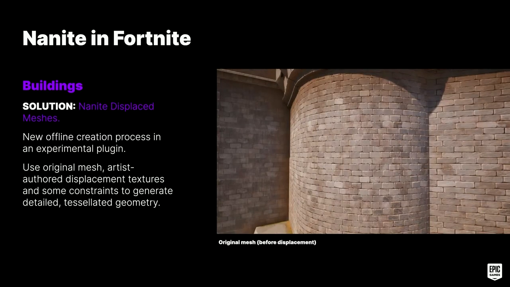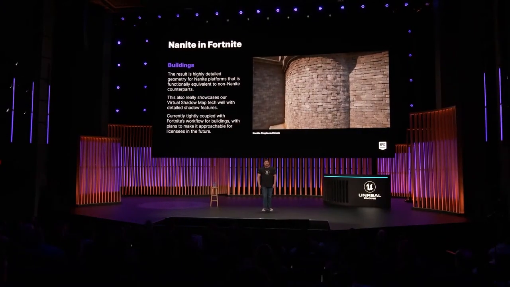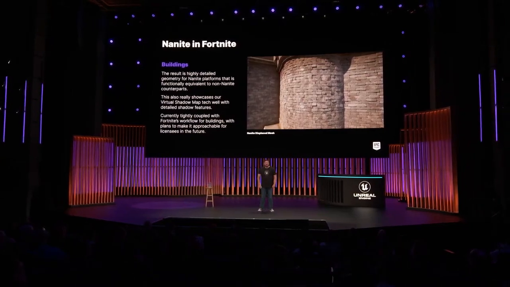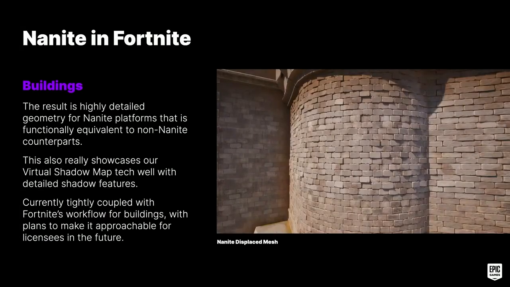This is an ad hoc offline process we created in an experimental plugin that takes their lower poly mesh and some displacement textures and generates a high poly tessellated Nanite mesh. Here you can see the original mesh prior to displacement, and here's the result after the displacement build process. These displaced meshes are functionally equivalent to their non-Nanite counterparts, but add noticeable detail to the structure. These details also really help showcase our VSM tech, as they drastically improve self-shadowing and silhouettes. While this tech solution is currently tightly integrated to Fortnite's building workflow, we have plans to develop it further to make it more approachable for licensees in the future.